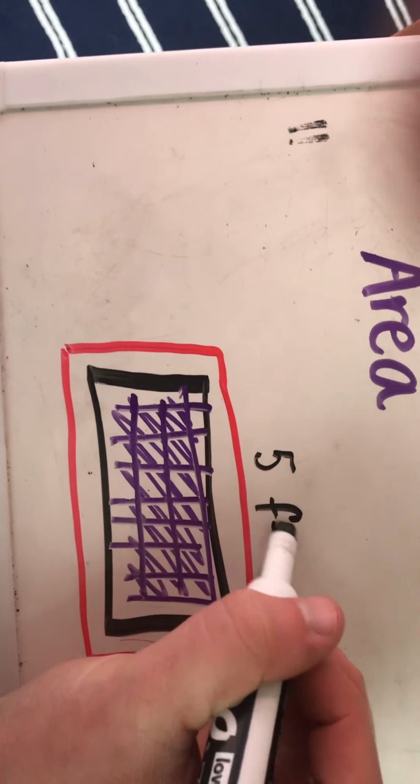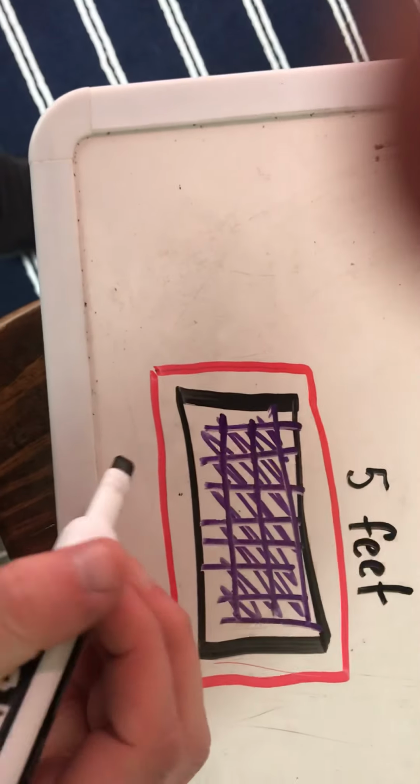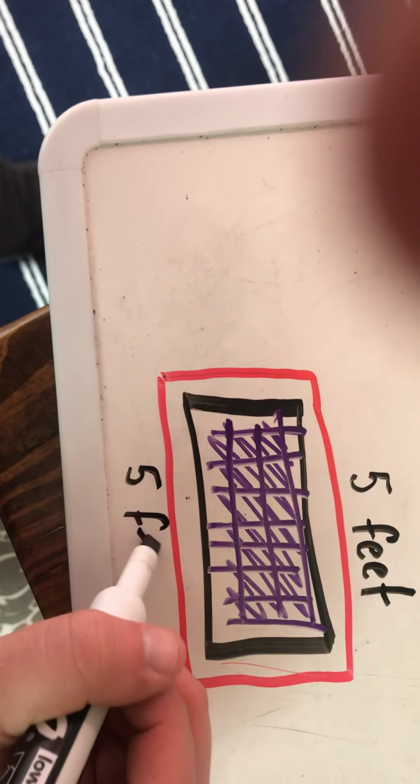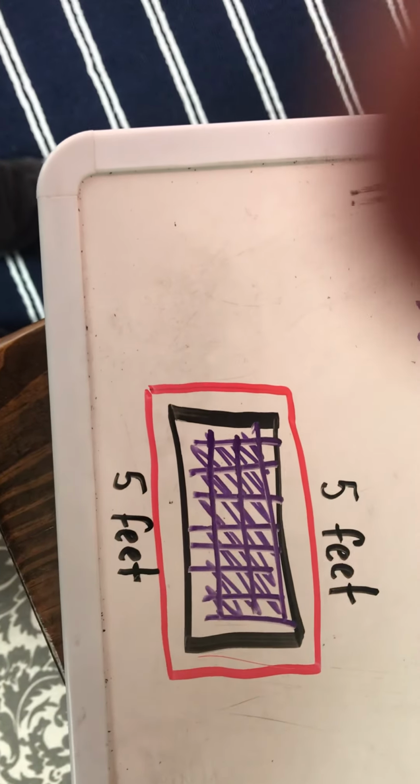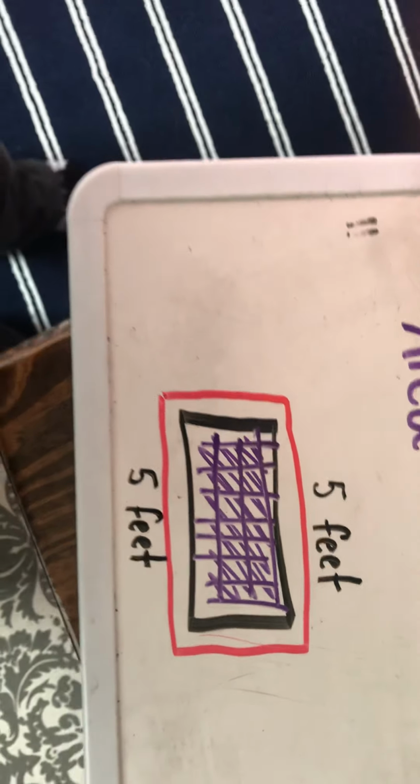So it's going to be 5 feet long. And if it's 5 feet long at the top, it's also going to be 5 feet long at the bottom. We know with a rectangle, it's going to have the same length and the same width. If not, it wouldn't look like a rectangle, it'd be some funky object.